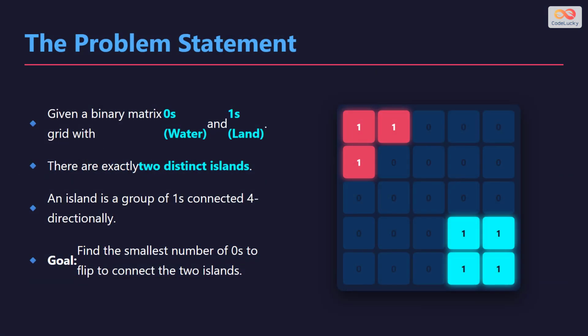Let us visualize the problem. We are given a binary matrix where ones represent land and zeros represent water. The problem guarantees that there are exactly two distinct islands in this grid. Our task is to build a bridge between them by flipping the minimum number of zeros to ones. Effectively, we need to find the shortest path between the two separate components.